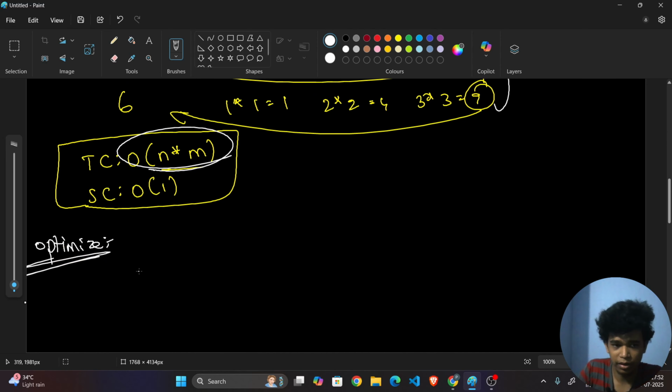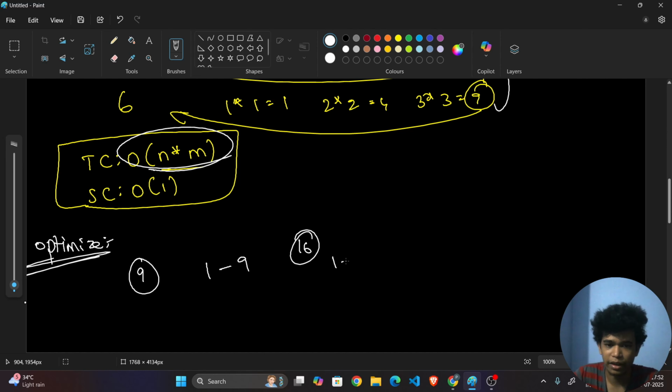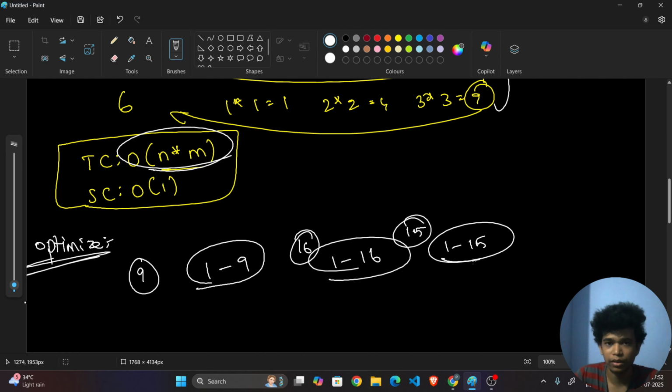Take for example, if I am going with the 9, I want to check whether this 9 is a perfect square or not. Then I will be having a range of 1 to 9. Now if I am going for the 16, then I will be having 1 to 16. If I am going for the 15, then I will be having 1 to 15. So I can tell you that there is a range, and those ranges are in ascending order also.